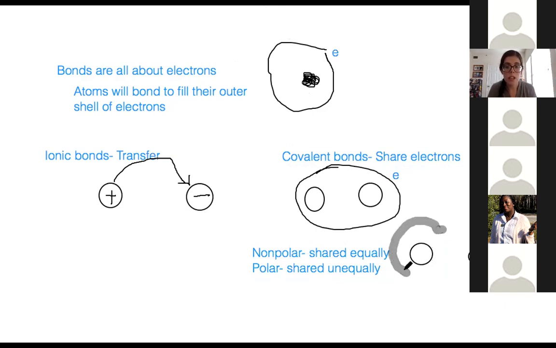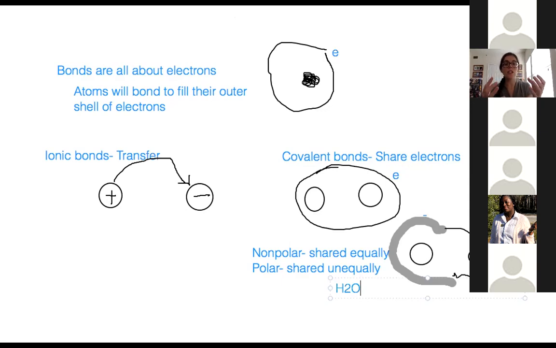So there's going to be a denser electron cloud around one, and a thinner electron cloud around the other one. So they're shared unequally. And what this does is it gives a negative charge to the side that has that dense electron cloud and a positive charge to the side that doesn't have as many electrons. The classic example of this is water, right? The classic example of a polar molecule is water. We're going to think H2O when we think of polar molecules.